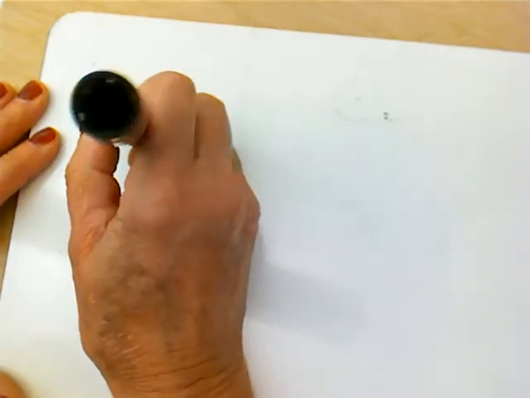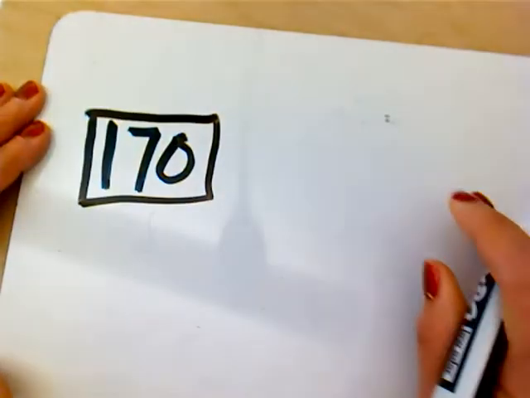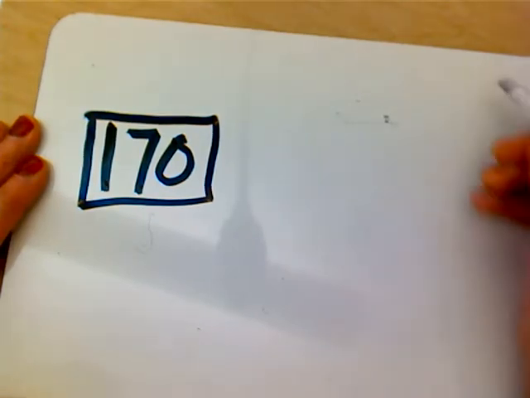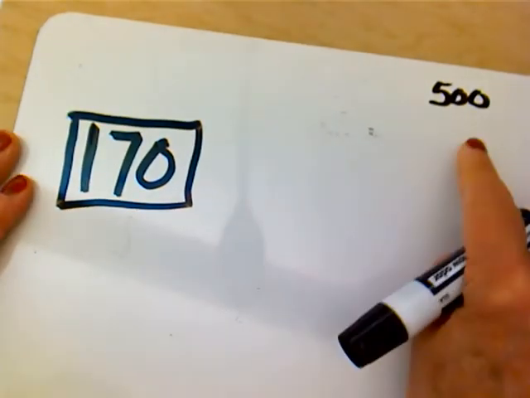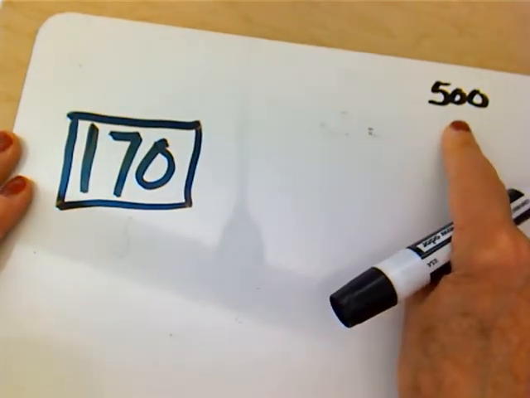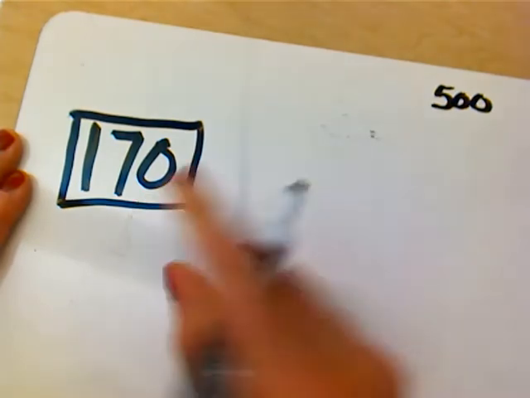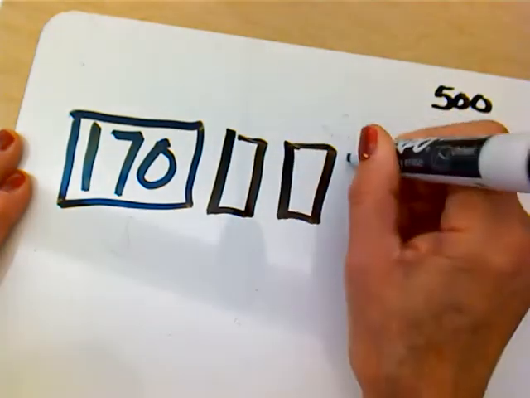Here we go. This time we are going to start counting at 170. 170 is where I'm going to start, and I'm going to put a box around it so I know where I'm starting. And I want to count all the way up to 500. So I don't think it would be a good idea to skip count by ones, so I think I'm going to be doing tens.